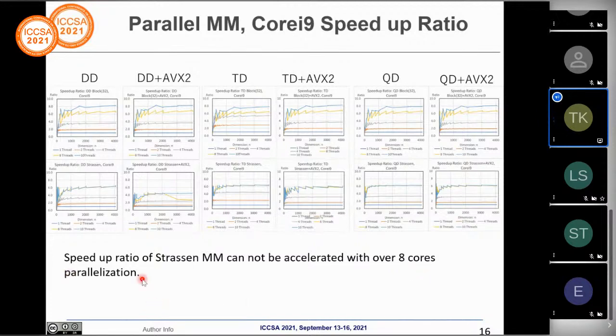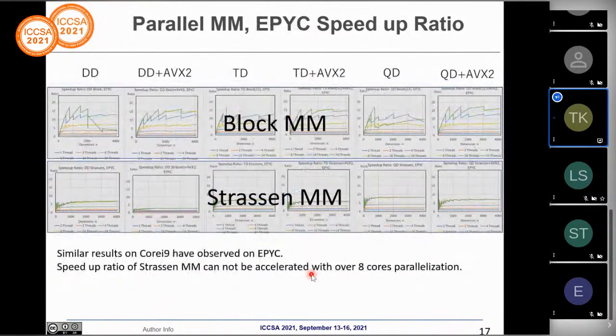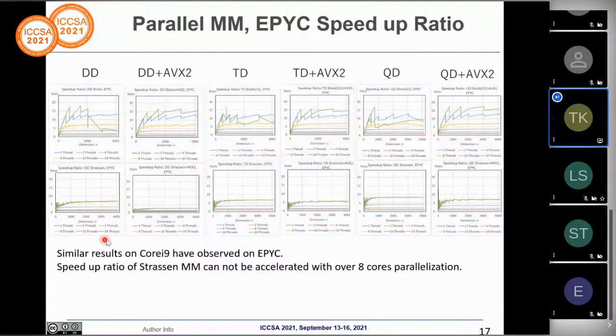So, according to these figures, our parallelization of Strassen matrix multiplication has a serious problem. But block matrix multiplication can be faster than parallelized Strassen matrix multiplication. We can also find the same performance on EPYC environment. EPYC has a 24 core CPU.